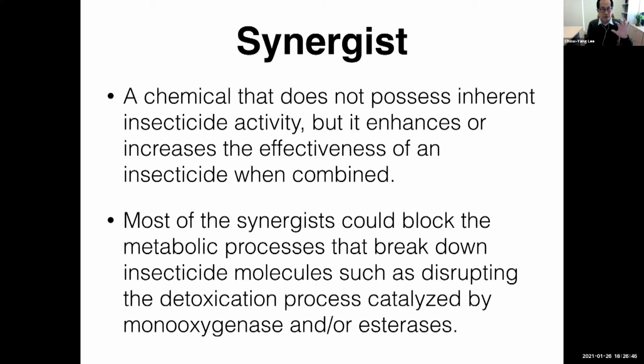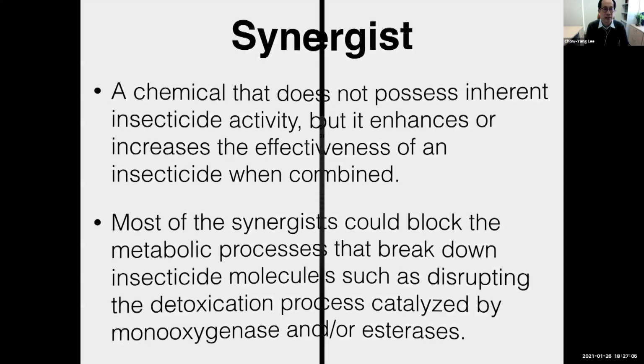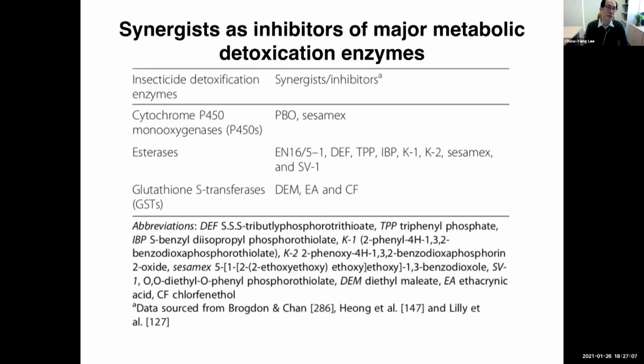So when some of the function of the enzymes get inhibited, this would enhance and also increase the effectiveness of the insecticide. So synergists actually could be used to block some metabolic processes. Okay, and you would find that on this slide, there are a number of different synergists.